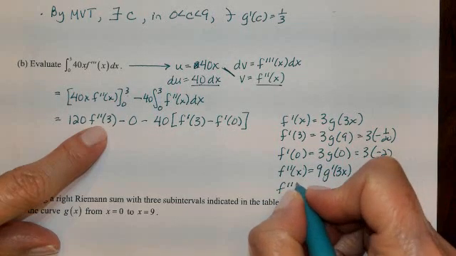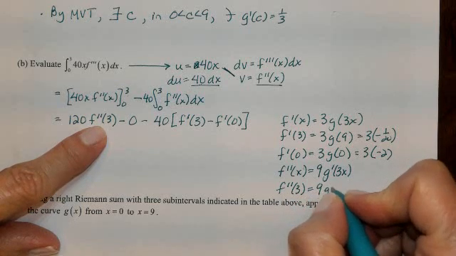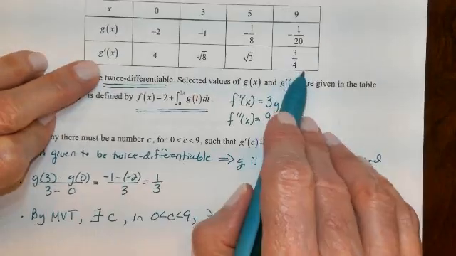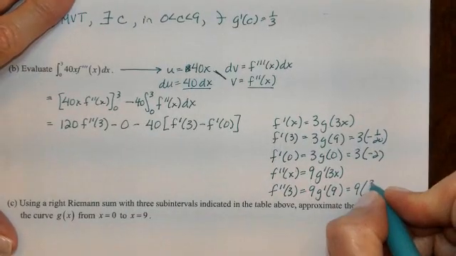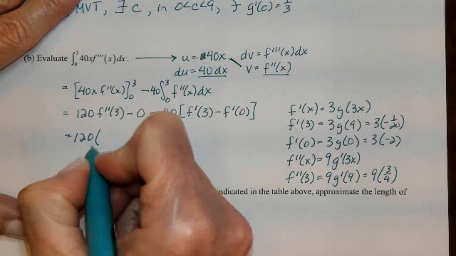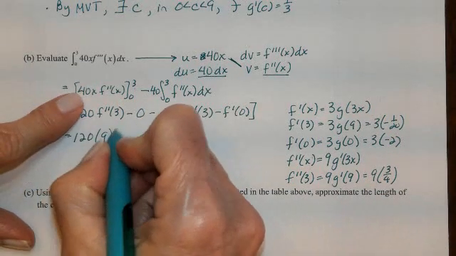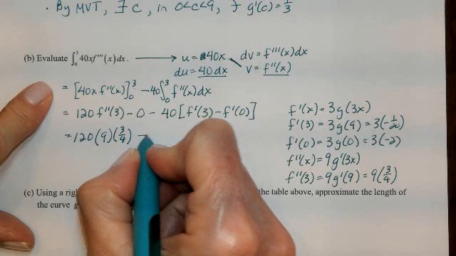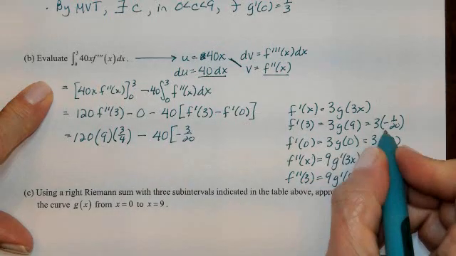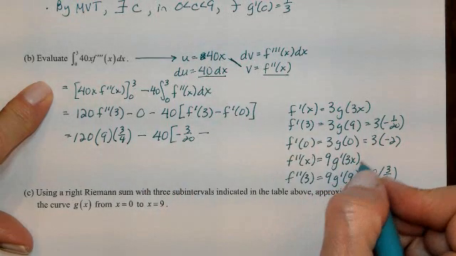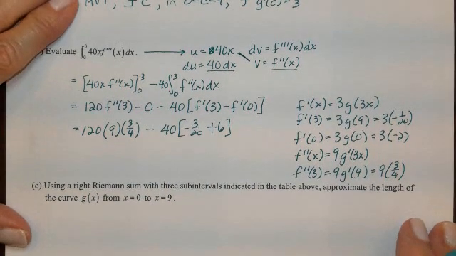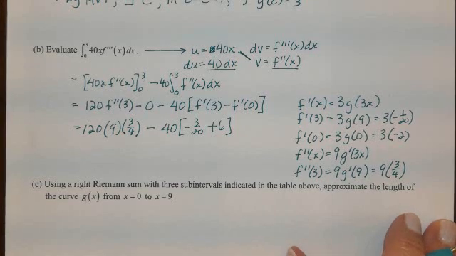So f double prime of 3, that's the value that we need, will be 9g prime of 9. And g prime of 9 from our table is 3/4. So we can go and put all those in. We have 120 times f double prime of 3, which was 9 times 3/4, minus 40 times f prime of 3, which is -3 over 20. And then f prime of 0 is -6. So that would be a safe stop spot, and I think I'm just going to leave it right like that.